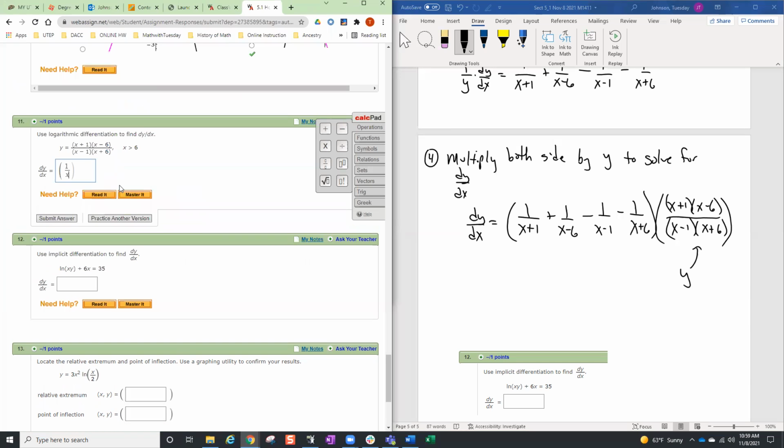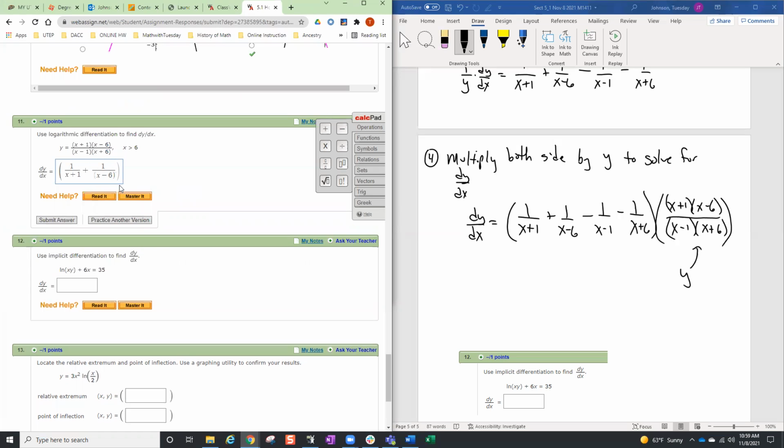1 divided by x plus 1 plus 1 divided by x minus 6. Sorry, I can't talk while I do this or else it's just nonsense. X plus 1, x minus 6.